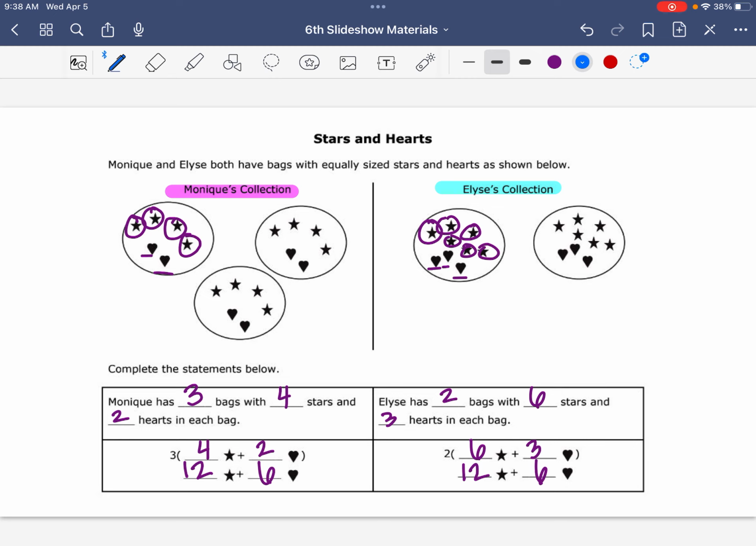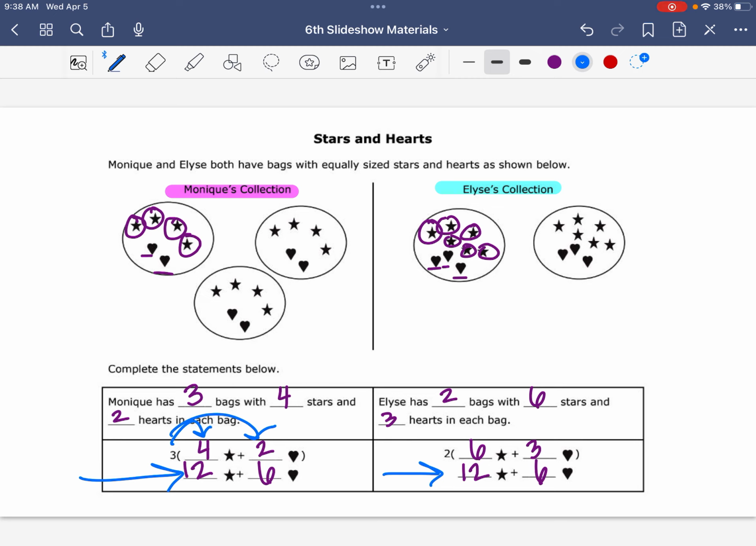And if you notice, when we're talking about grouping and 3 bags of 4 stars or 3 bags of 2 hearts, to find the simplified number of how many stars and hearts they have, we use something called the distributive property. And said, okay, so 3 groups of that 4 stars, 3 times 4 gives me 12. And 3 groups of the 2 hearts, well, 3 times 2 is 6.